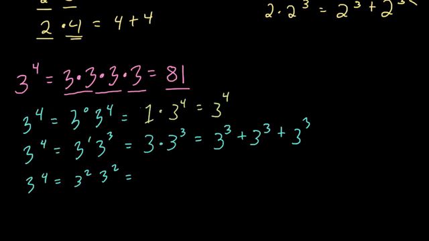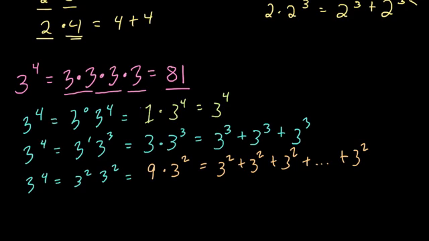And last, but not least, we have 3 squared times 3 squared. So 3 squared is 9. So this is like 9 times 3 squared, which means 9 groups of 3 squared. 3 squared plus 3 squared plus 3 squared, and so forth, 9 times.